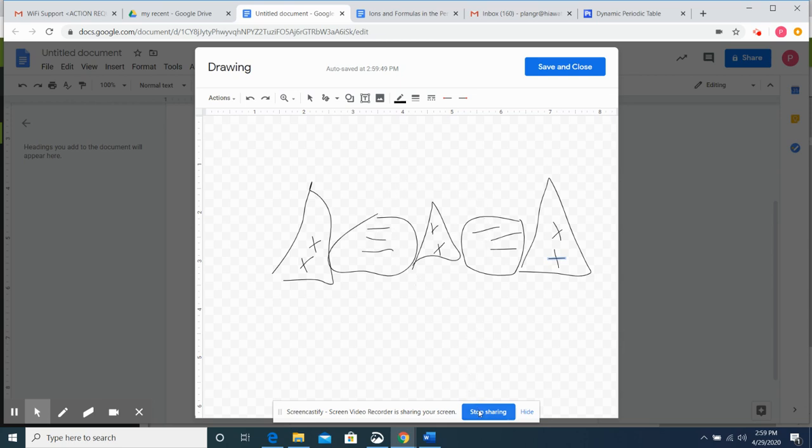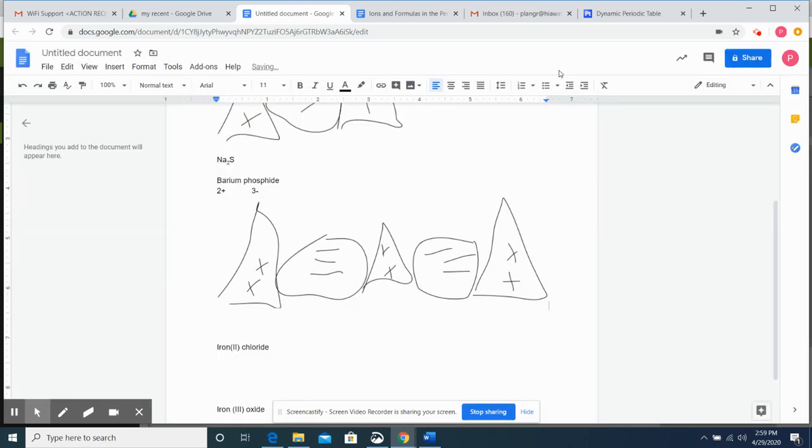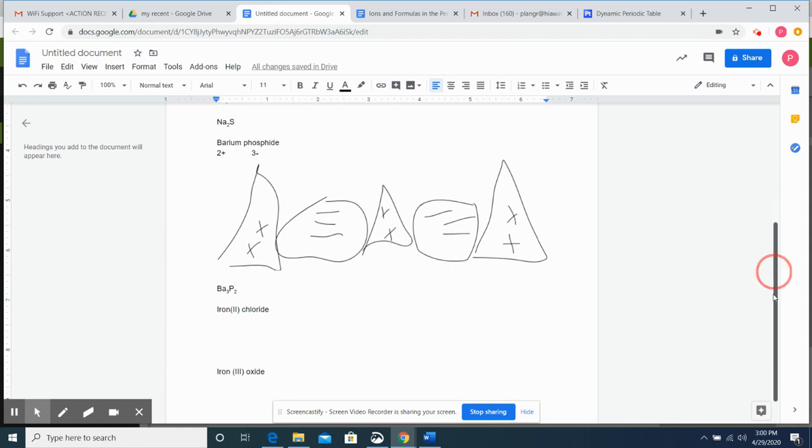All right, so I'm going to go back to my question, and I was actually asked, what's the formula for this? So now I'm going to write the formula. I'm going to write barium. I know that there are 3 of those. I'm going to shrink that down, and then I'm going to write phosphorus, and then I'm going to write that there are 2 phosphoruses there. And so one more time, I'm going to shrink that down. And there's the formula for barium phosphide.